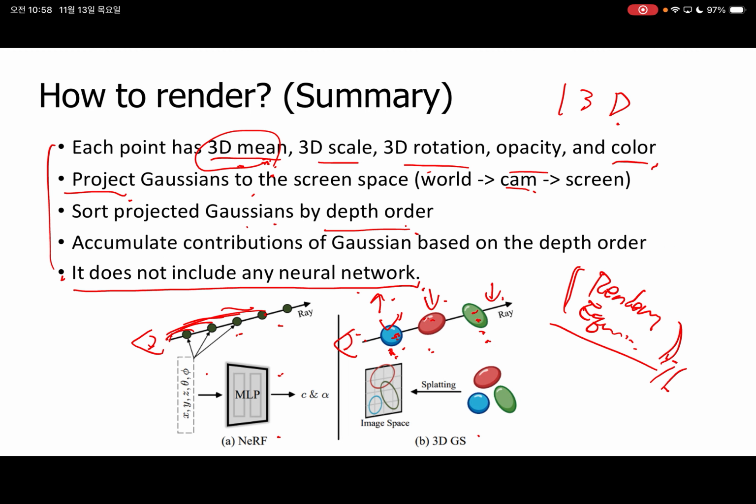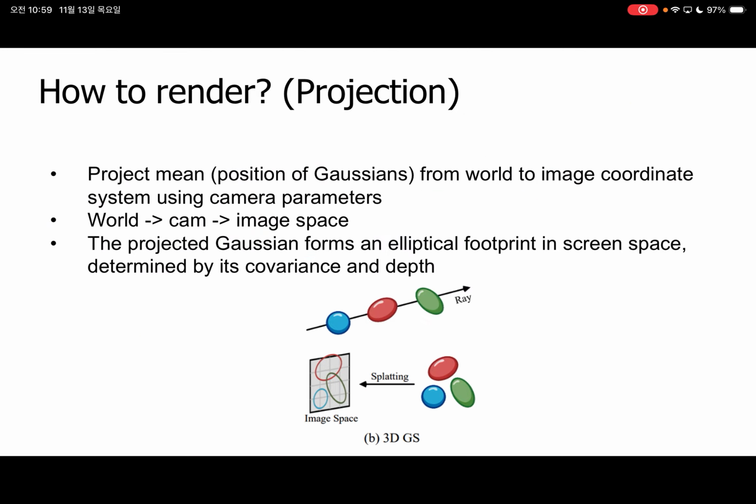So this was the summary. We first project the Gaussians to screen space and sort them by depth order, and then accumulate the contribution of the Gaussians based on depth order, and there's no neural network. That is the summary. Then let's see the details about the projection first. As I said, there are 5 parameters in a Gaussian, right? 3D mean, scale, rotation, opacity, and color. This is mu.